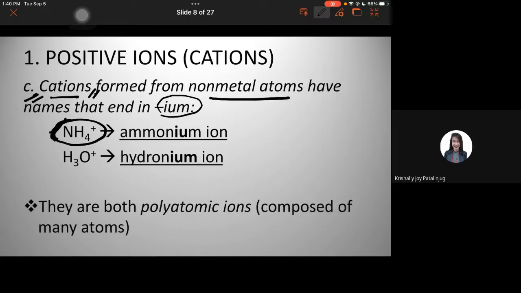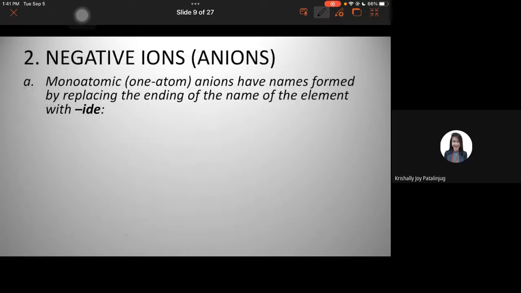And for this given example, these are considered polyatomic ions. Poly means many. So try to observe the formula. They contain not only one, but many atoms. For example, ammonium has nitrogen and then 4 moles of hydrogen. So it's already poly. Okay, polyatomic ion. So that's it for cations.